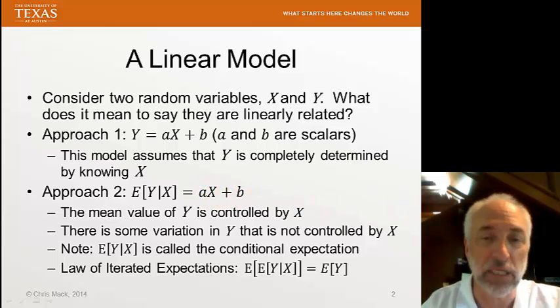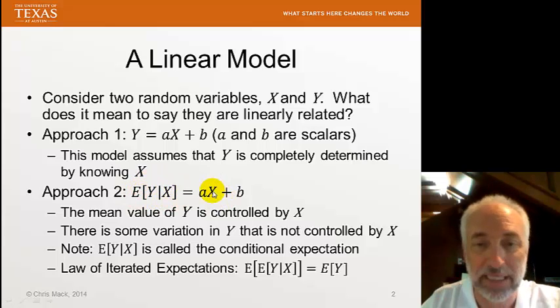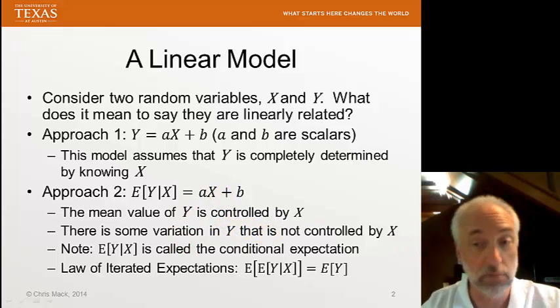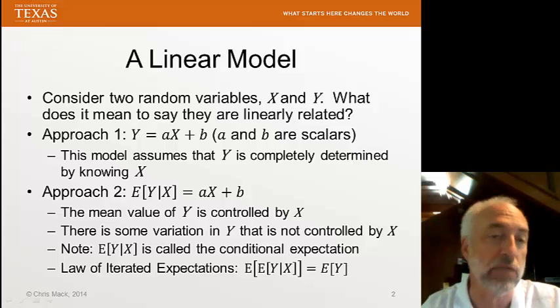Now, what does that mean? This means that the mean of y is controlled by the random variable x, and that there's extra variation in y that comes about independent of the variation in x.